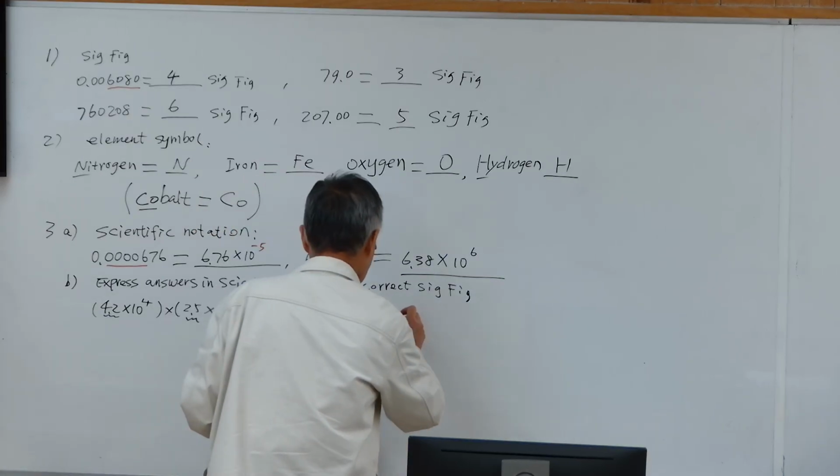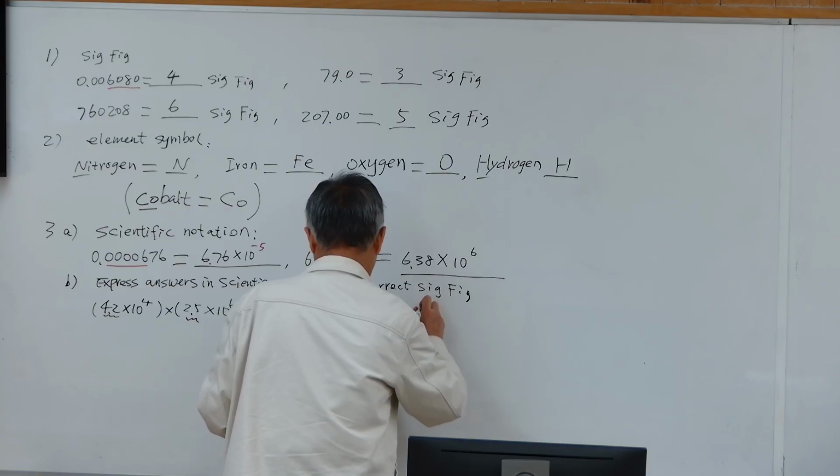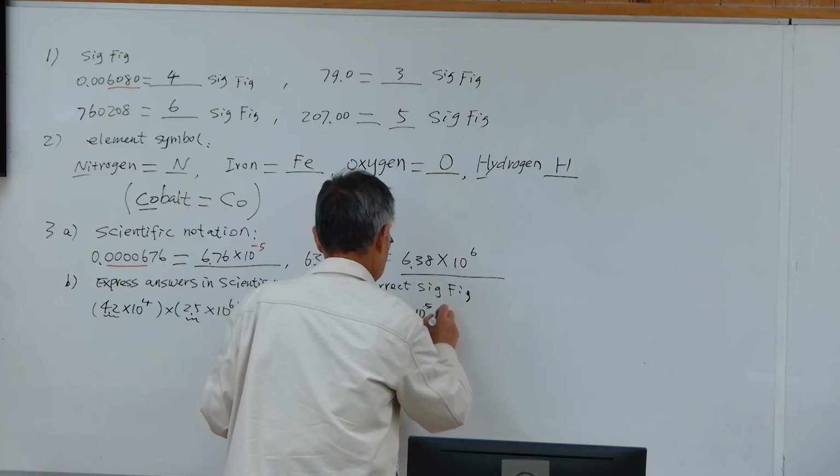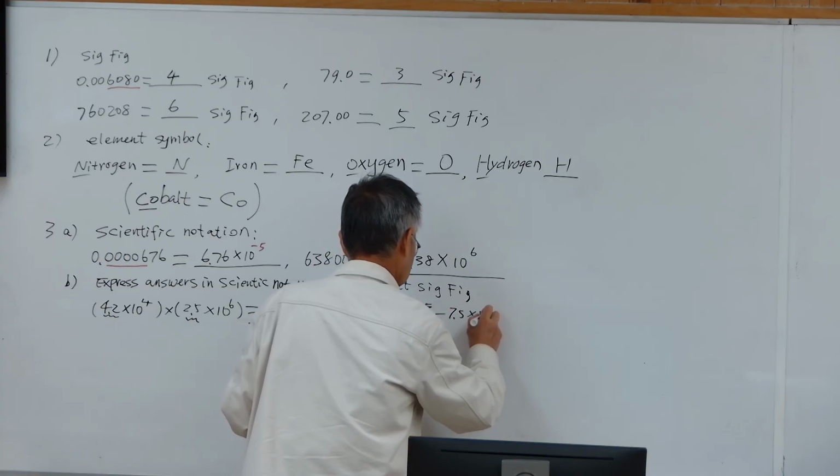And the next one is 6.7 times 10 to the 5th power minus 7.5 times 10 to the 4th power.